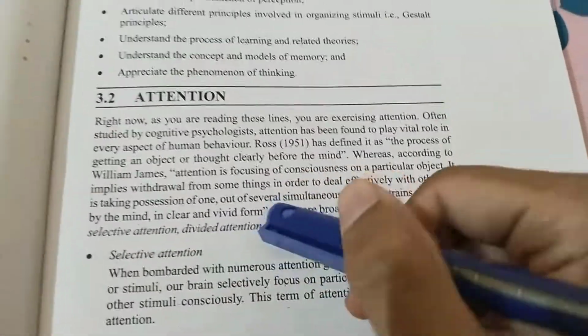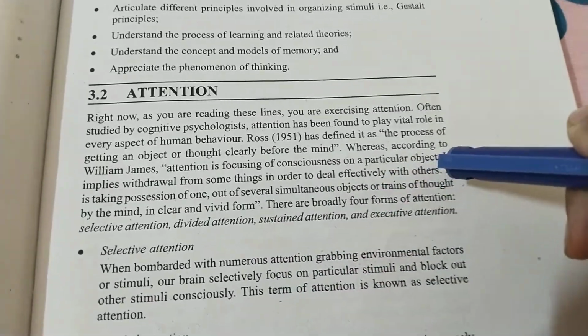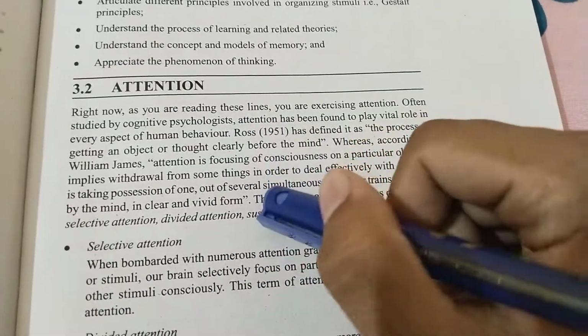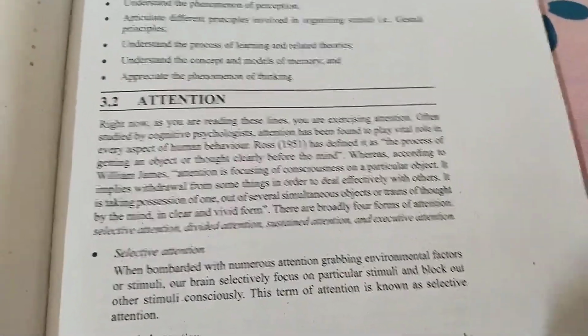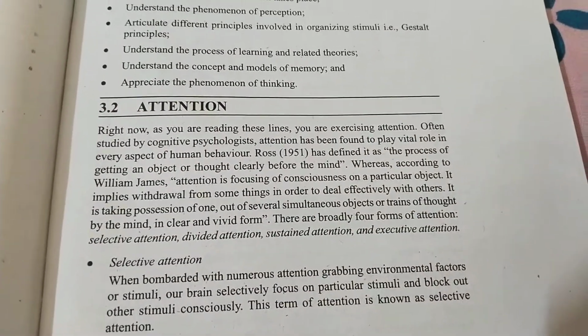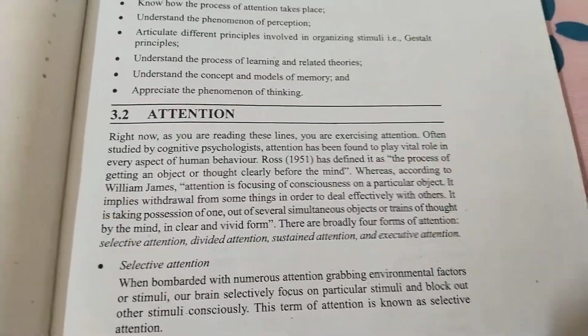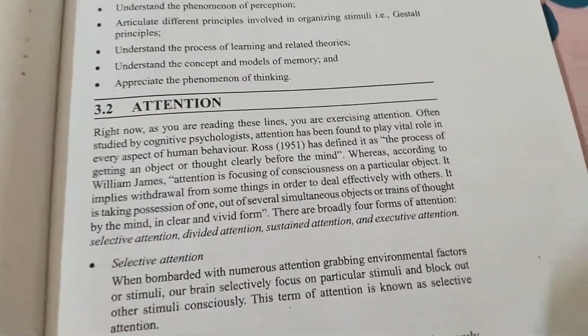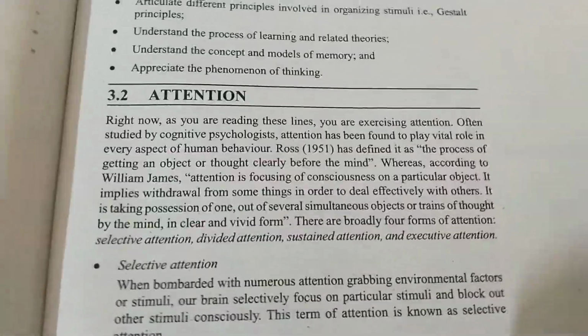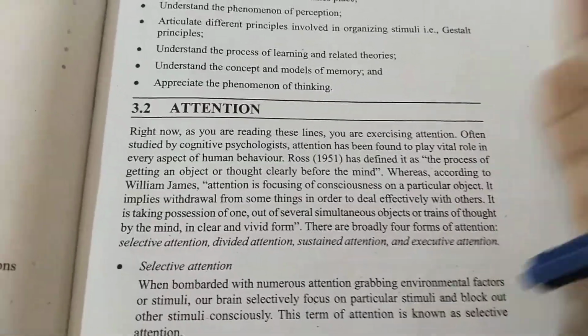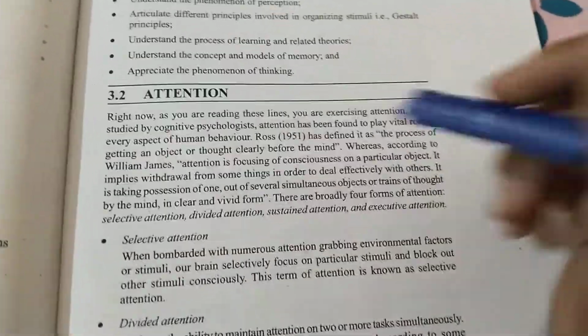It is taking possession of one out of several simultaneous objects or trains of thought by the mind in clear and vivid form. So several other things might be happening simultaneously with that pain you're feeling. In that particular period of time, several other things are happening all the time, but you are not aware of them right now. Right now, what matters to you is that wound in your leg, in your hand, wherever it is.